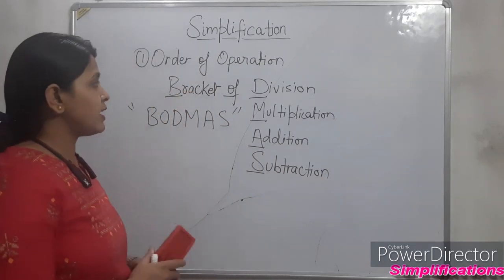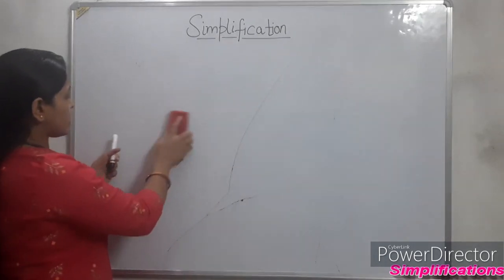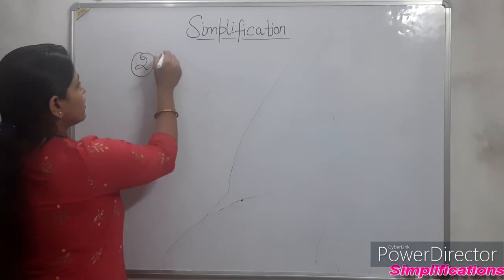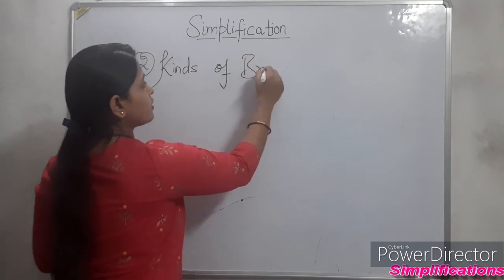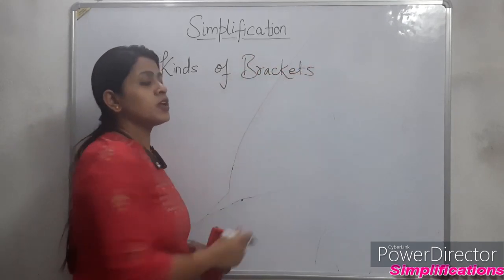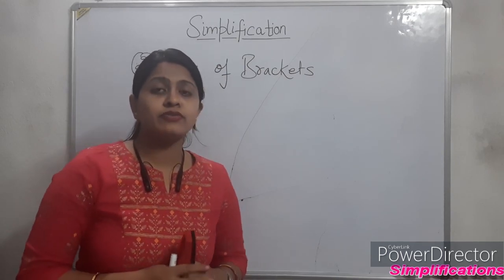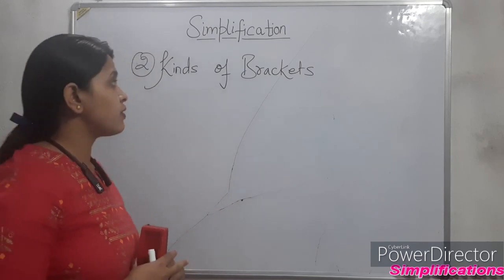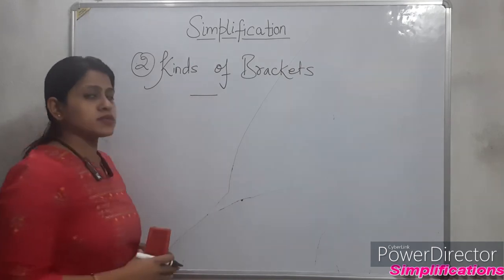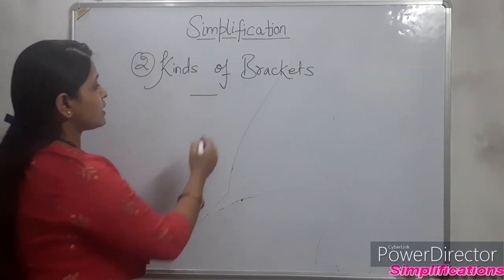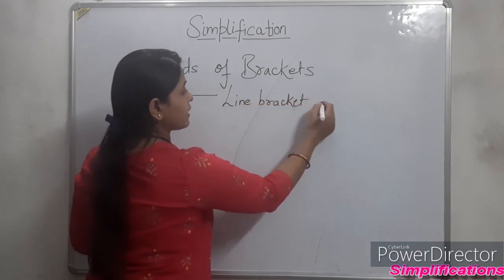I'm going to erase this. Now let's talk about the second rule, that is kinds of brackets. We have to talk about 4 kinds of brackets. There are 4 kinds of brackets in our mathematical terms, starting from the first one. That is called the line bracket. We usually call it line bracket or vinculum.